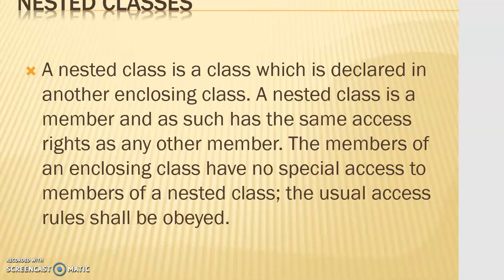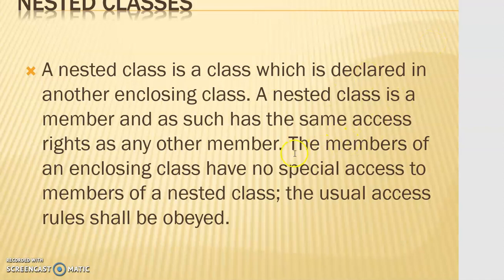So we have already seen how nested classes work, and now we'll look into some theory aspects also. A nested class is a class which is declared in another enclosing class. A nested class is a member, and as such has the same access rights as any other member. The members of the enclosing class have no special access to the members of the nested class, and the usual access rules shall be obeyed.